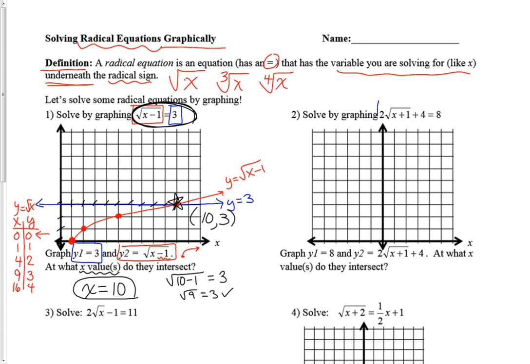I'm going to solve this by graphing. The left side of my equation was 2 times the square root of x plus 1 plus 4, and I'm going to graph that as my second function if I'm using my calculator. And then the right side of my equation was y equals 8. I'm going to graph that as y1 on my calculator, if I'm using that.